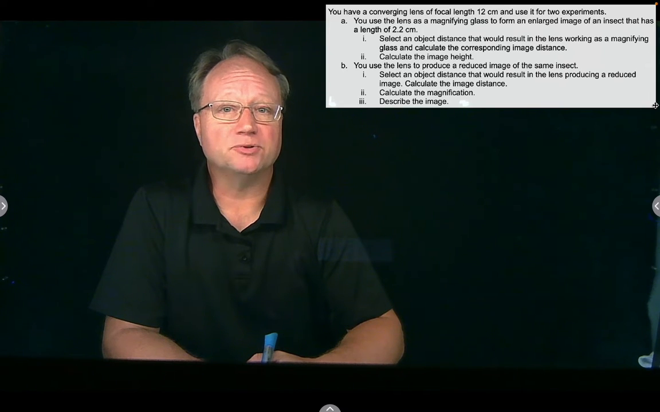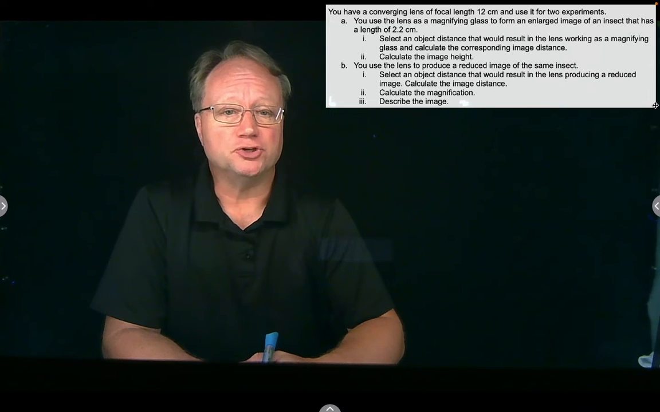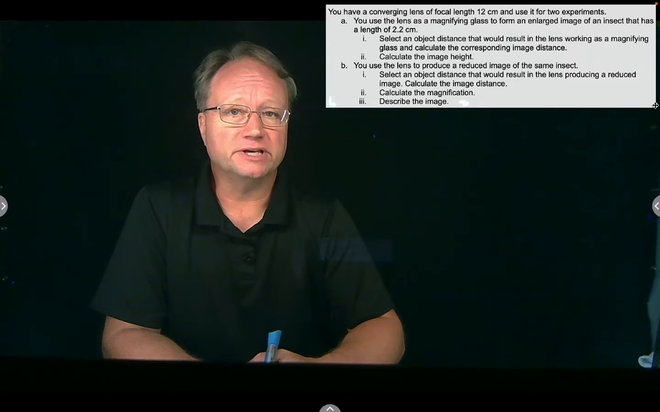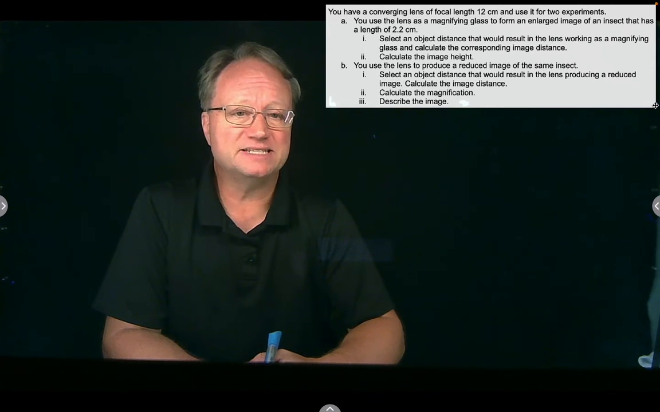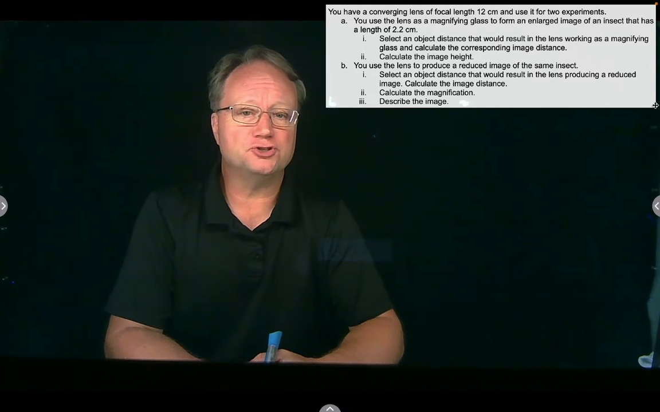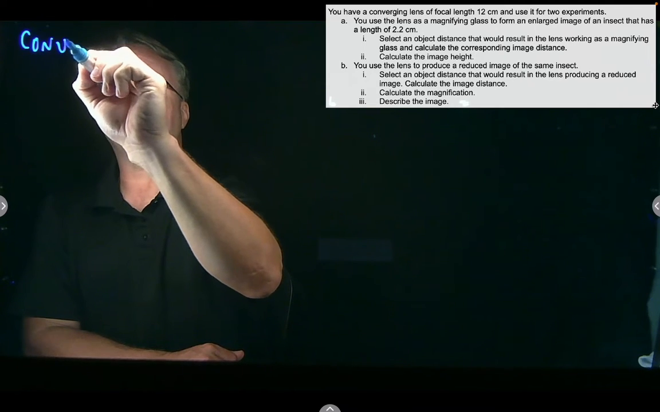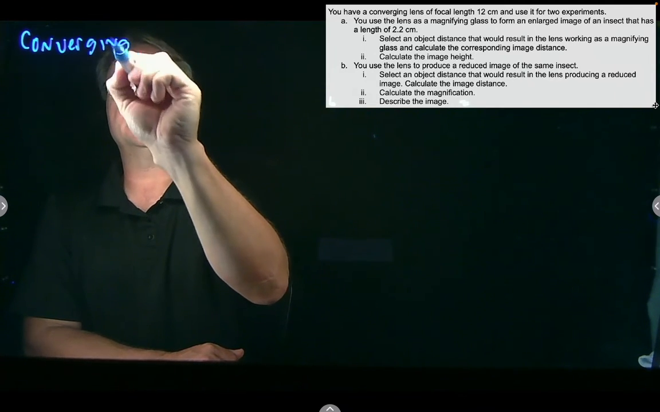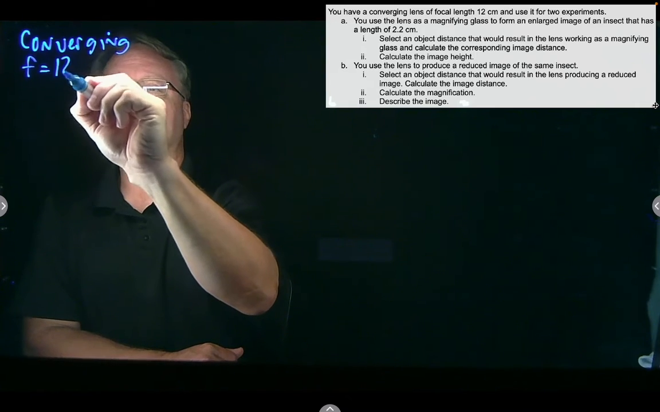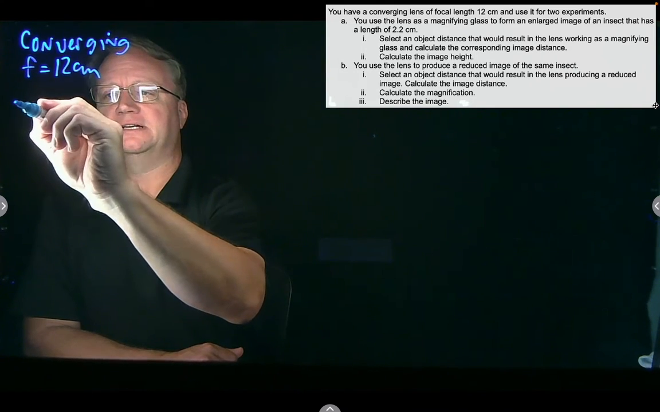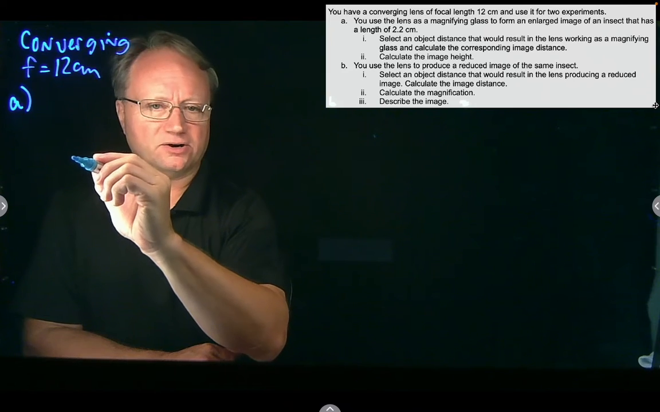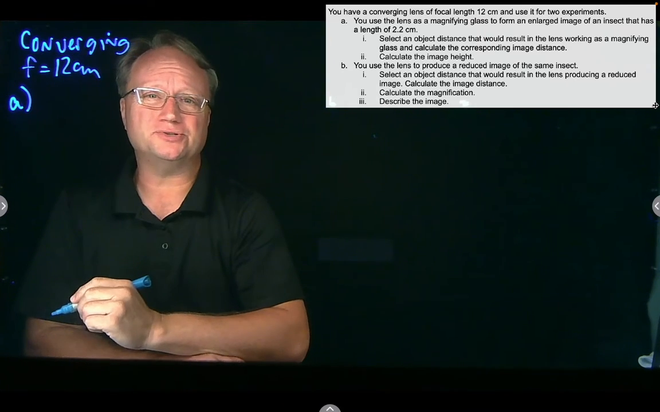Let's consider an example now dealing with lenses. So you have a converging lens, you know the focal length, you're going to use it for a couple of different experiments. In the first experiment, you use the lens as a magnifying glass to enlarge the image of an insect that has a length of 2.2 centimeters. So then we know we have a converging lens and we know the focal length.